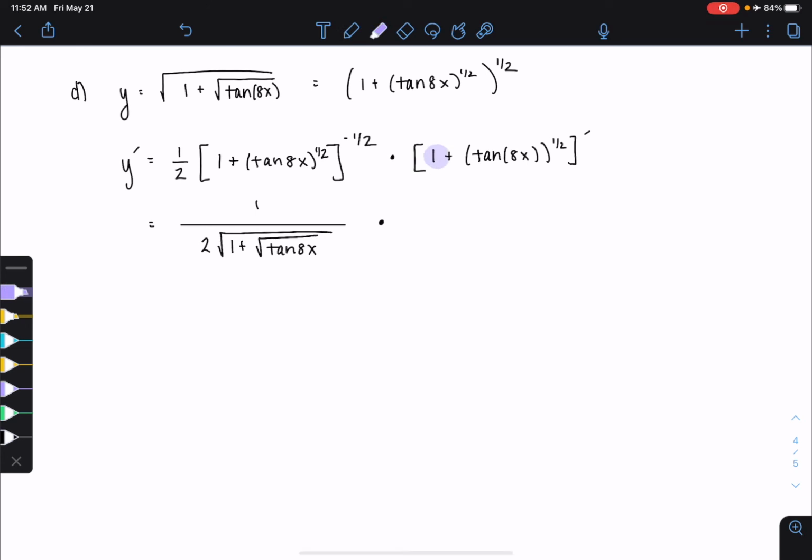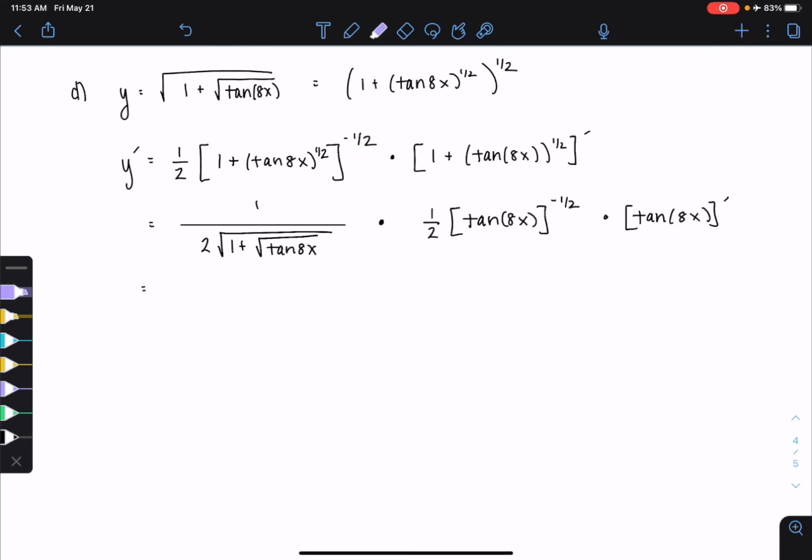Luckily, derivative of 1 is 0. When I move on to go through the derivative of this, I have, again, a function and a function. So I go outer in. The outer is this 1/2 power. So we bring the power down. We decrease it by 1, so we get tangent of 8x to the negative 1/2. And another chain rule tells us we go ahead and take the derivative of the inside. So we need to take the derivative of tangent of 8x.